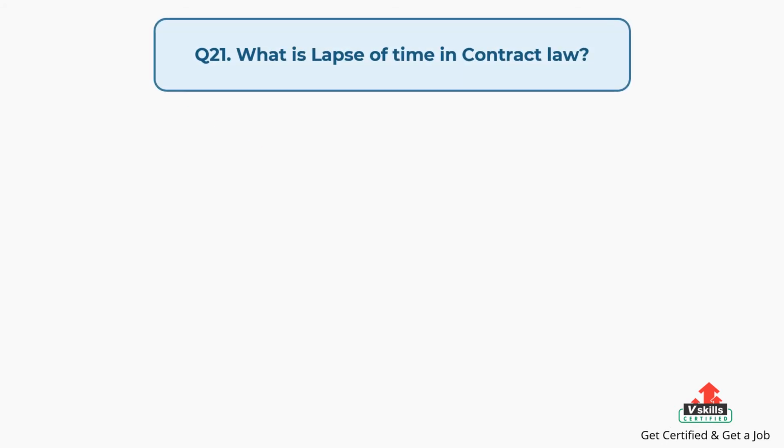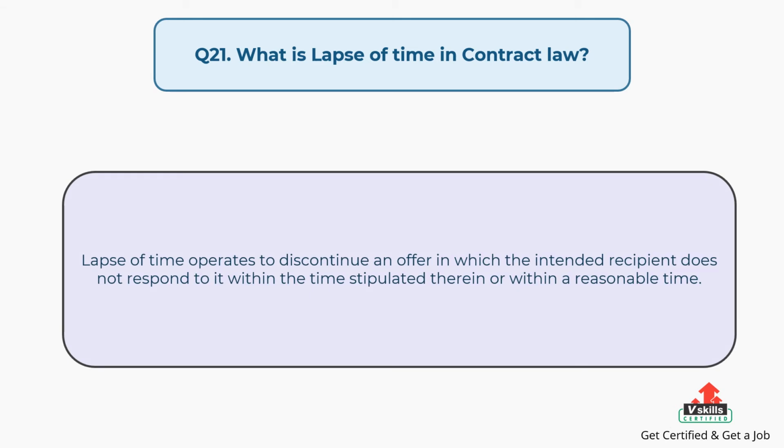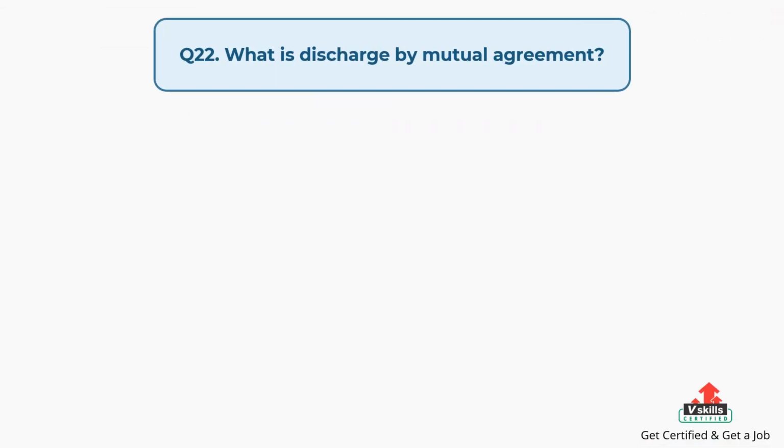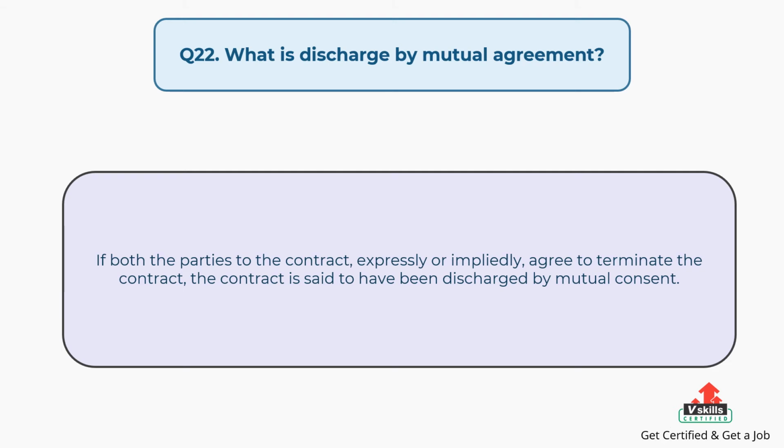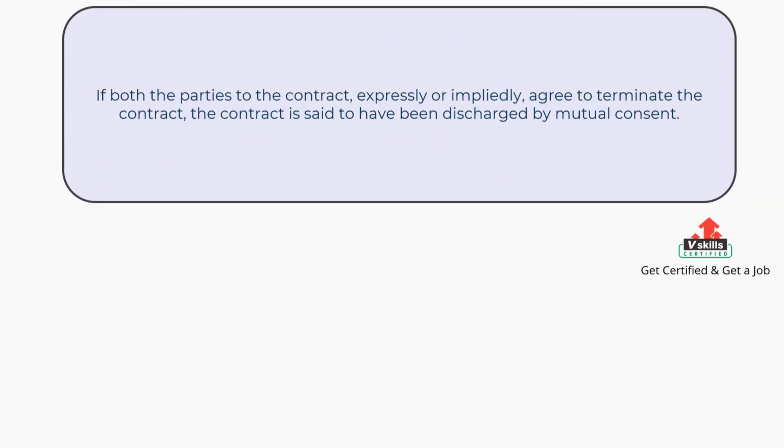Question number 21. What is lapse of time in contract law? The answer is, lapse of time operates to discontinue an offer in which the intended recipient does not respond to it within the time stipulated therein or within a reasonable time. Question number 22. What is discharge by mutual agreement? The answer is, if both the parties to the contract, expressly or impliedly, agree to terminate the contract, it is said to have been discharged by mutual consent.